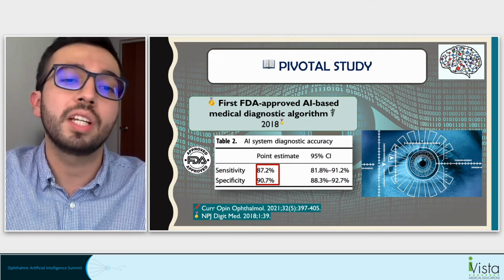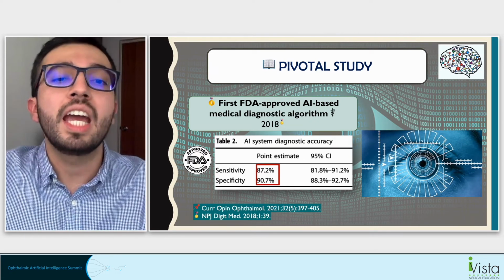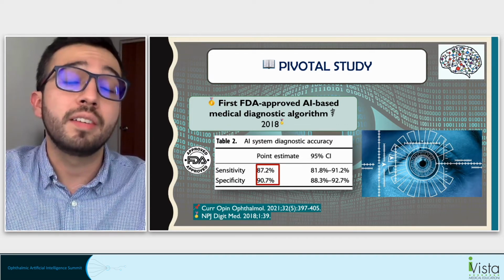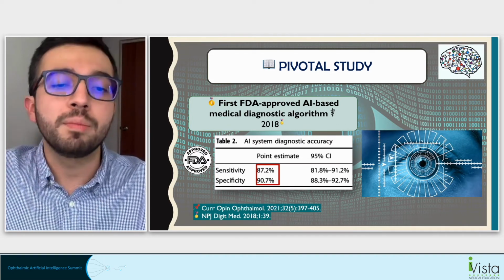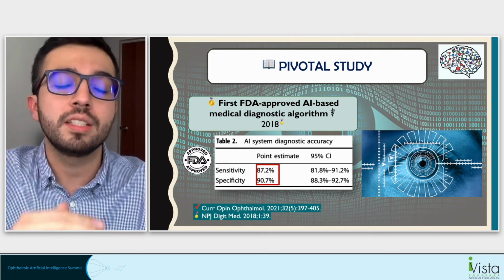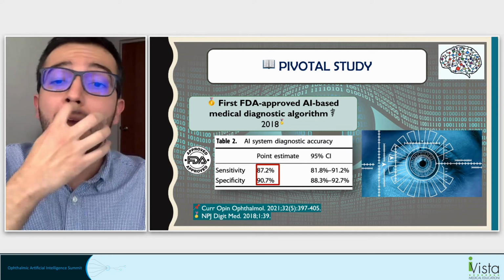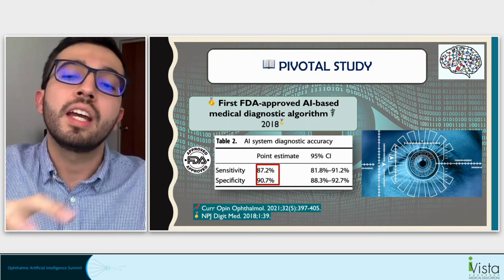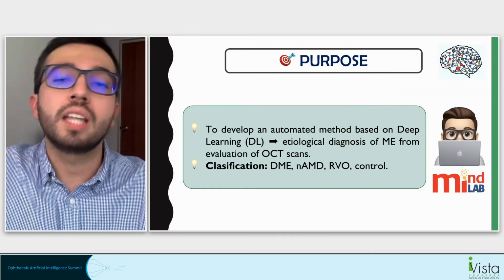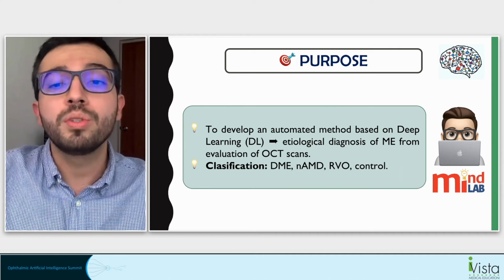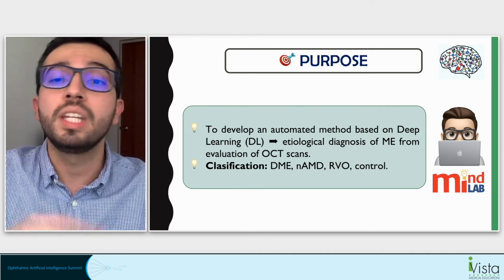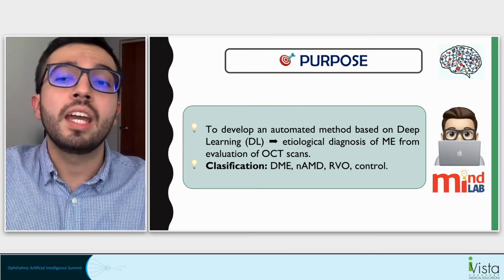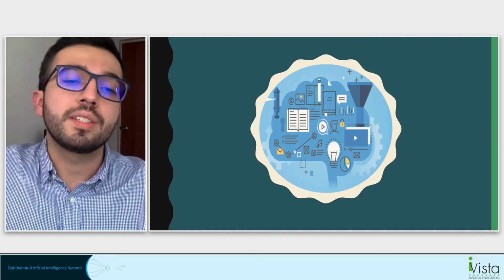We know there is a pivotal study that conducted the first FDA-approved artificial intelligence-based algorithm for diabetic retinopathy with the superiority endpoints with specificity and sensitivity higher than 85%. And this serves as a reference in order to compare the performance of the models with an expert ophthalmologist. So it was our purpose to develop a deep learning approach in order to identify macular edema and classify its cause between the three major retinal exudative diseases.